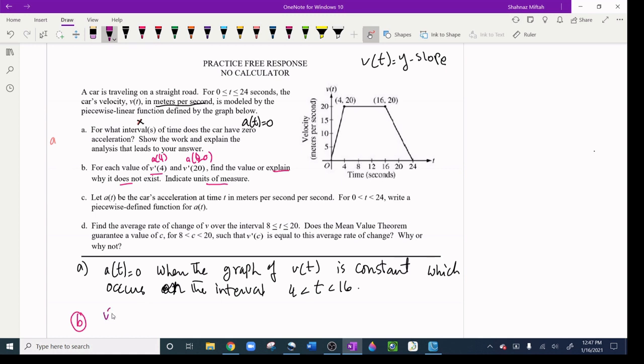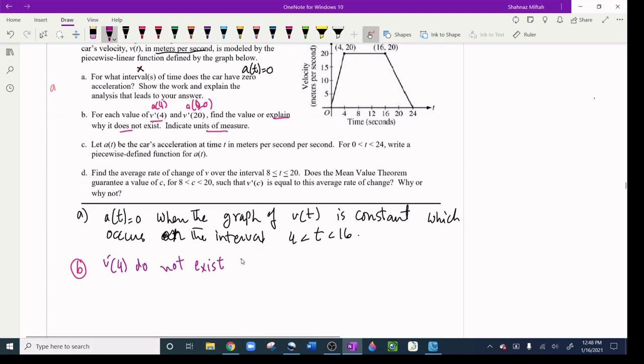So I'm going to say v prime 4 does not exist because the graph of v of t has a cusp at t equal 4. So it's not differentiable. That's one thing. Now let's figure out the other.